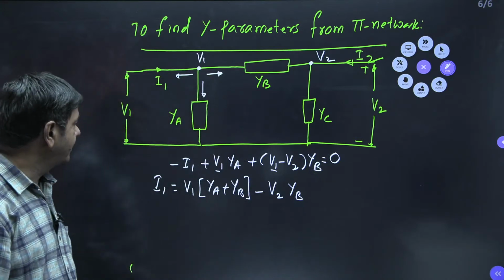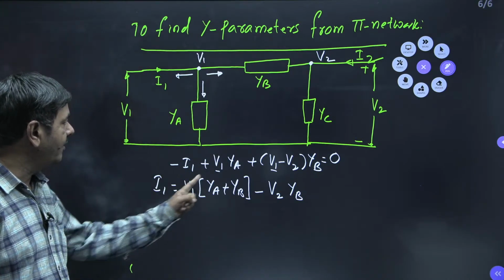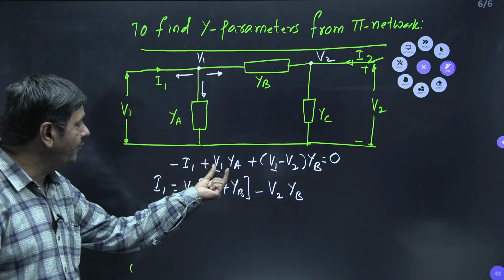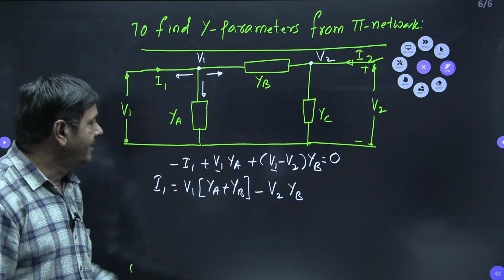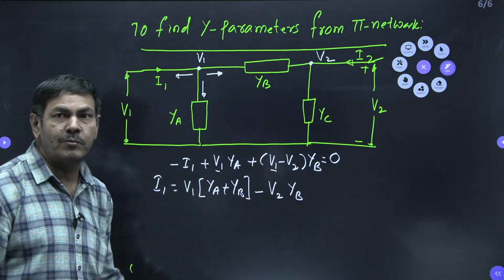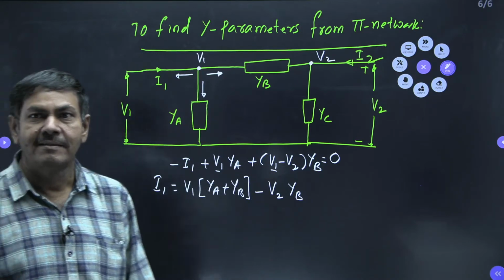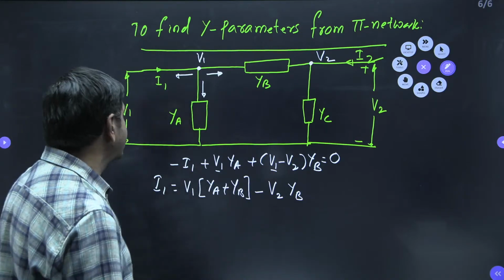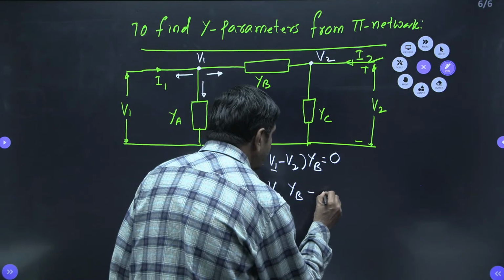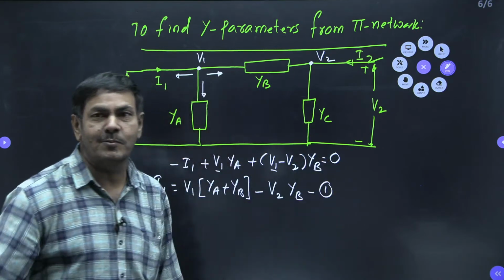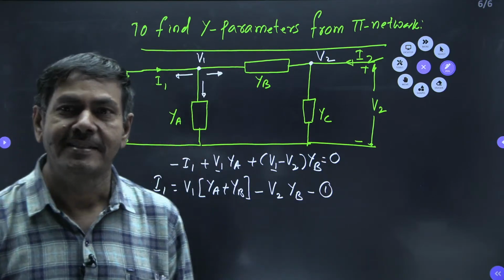I got the first equation, I1 equal to what? V1 is taken common. I am getting YA plus YB here, minus V2 into YB. One more equation I got. This I want to put as equation number 1. Is it correct then?